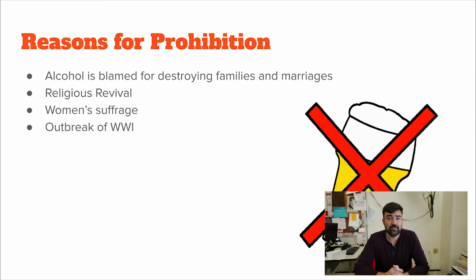So first thing we're going to talk about, and the main goal of this, is to talk about the reasons for Prohibition. 4 of them specifically. Alcohol is blamed for destroying families and marriages. The second is religious revival. The third is women's suffrage. And the fourth is the outbreak of World War I. Those 4 things are the reasons for Prohibition. We'll go through each of them, and hopefully at the end you'll be able to put them all together and see how the bigger picture plays into the true reasons for Prohibition.